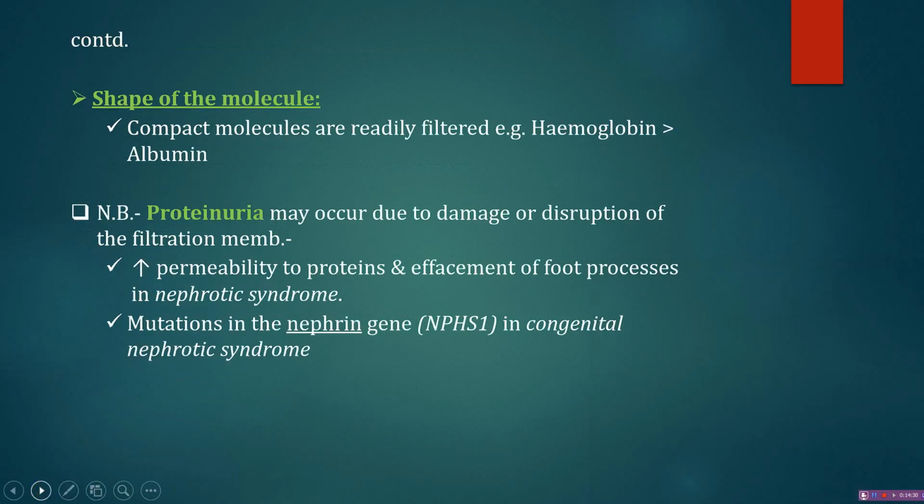Now, the filtration depends on the shape of the molecule. A compact molecule, like hemoglobin, which is a round and cylindrical structure, passes more freely than albumin. I have also seen that in the filtration membrane there are some proteins and also the foot processes. A mutation in the nephrin gene causes congenital nephrotic syndrome. Also, the effacement of the foot processes allows more proteins to pass, causing albuminuria in the nephrotic syndrome.